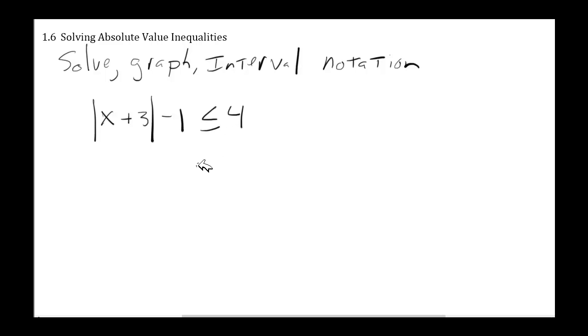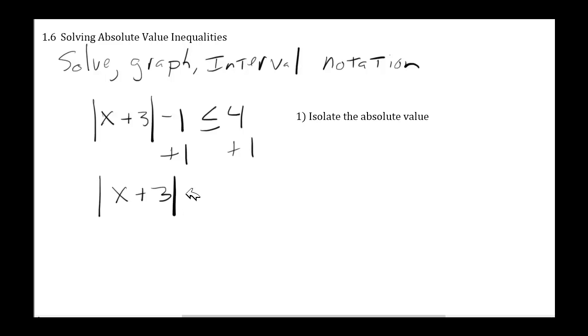Alright, so the first step, just like with the radical equation, step number one is isolate the absolute value. So I'm going to move this one to the other side to isolate it. So I have absolute value of x plus 3 is less than or equal to 5. Okay, now we need to think, is this possible? Can absolute value be less than or equal to 5?